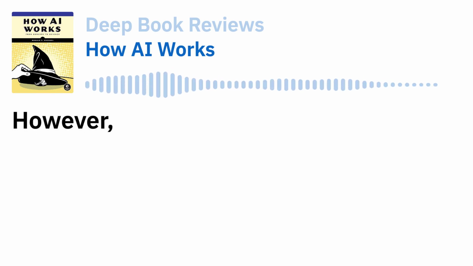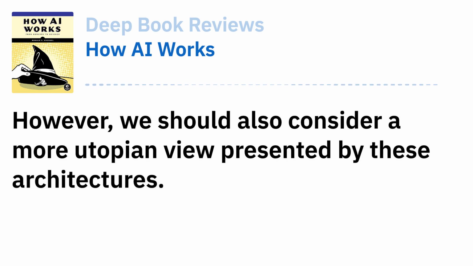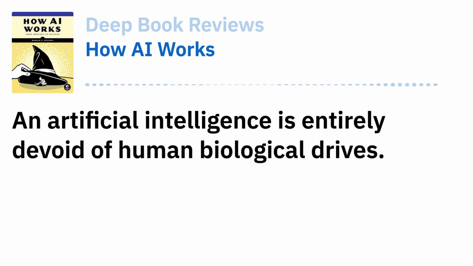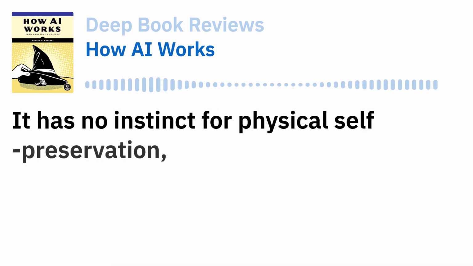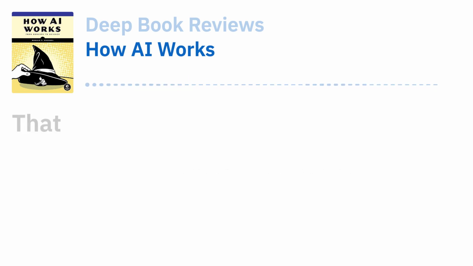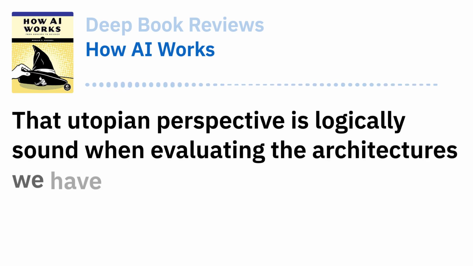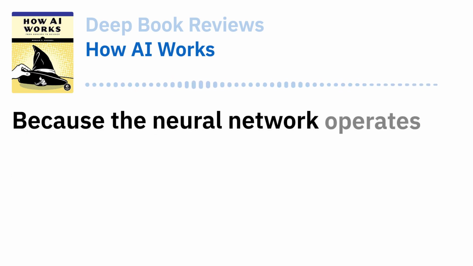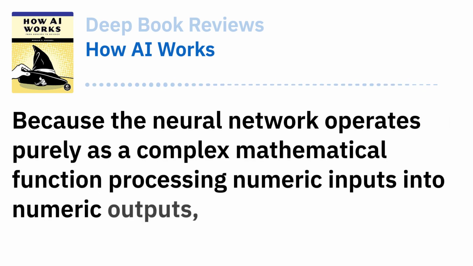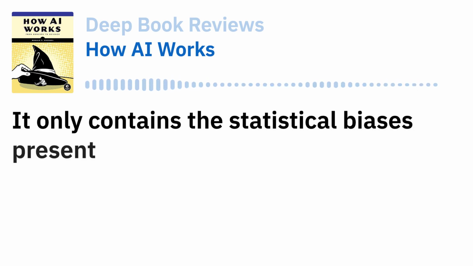Exactly. However, we should also consider a more utopian view presented by these architectures. An artificial intelligence is entirely devoid of human biological drives. It has no instinct for physical self-preservation, no desire for political power, and no tribal genetic biases. That utopian perspective is logically sound when evaluating the architectures we have reviewed today. Because the neural network operates purely as a complex mathematical function processing numeric inputs into numeric outputs, it contains no inherent malice. It only contains the statistical biases present in its training data.